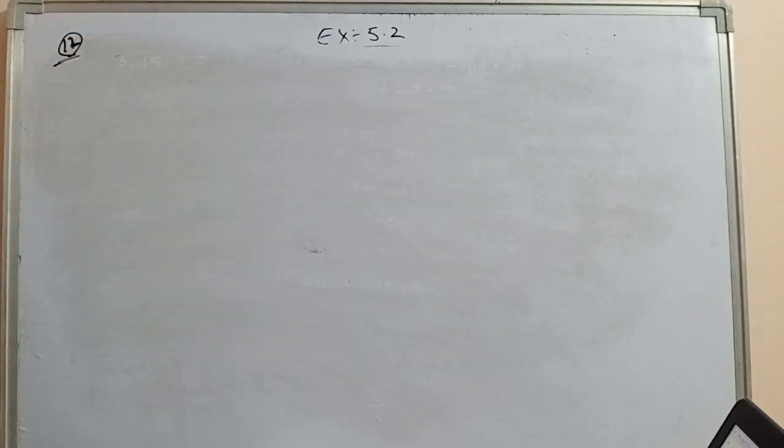12th problem. It is given that two APs have the same common difference. Their 100th term is 100, and what is the difference between their 1000th terms? Here they are given the first term and common difference, and the difference of the 100th terms is 100. The 1000th term difference is what we have to find.